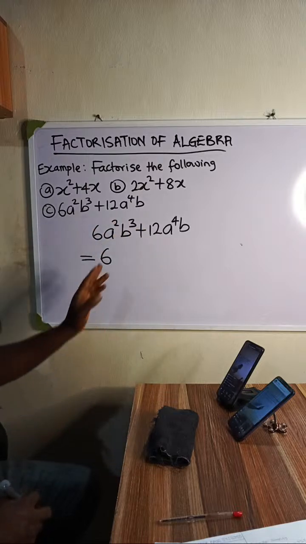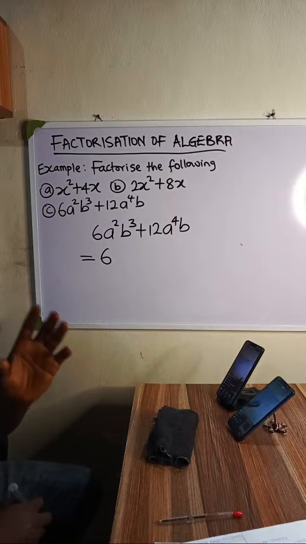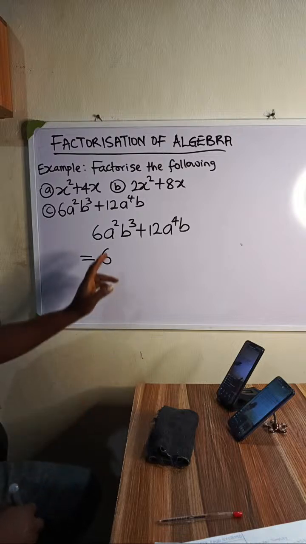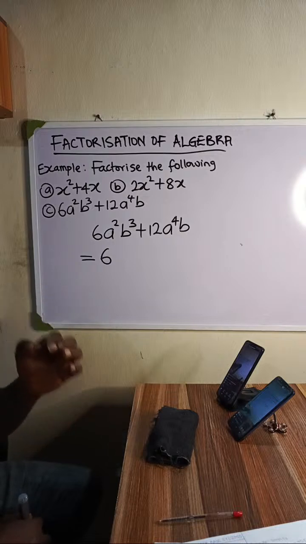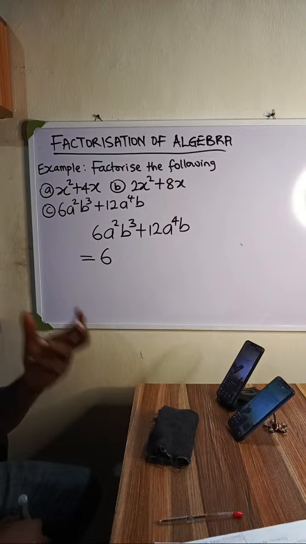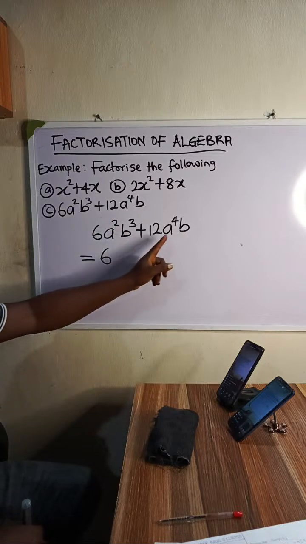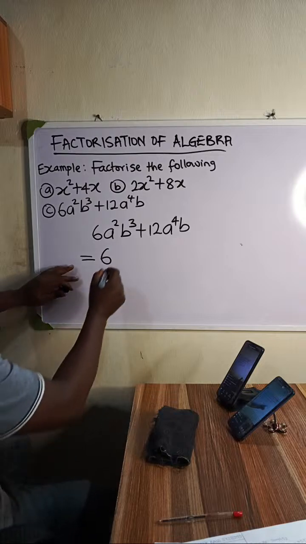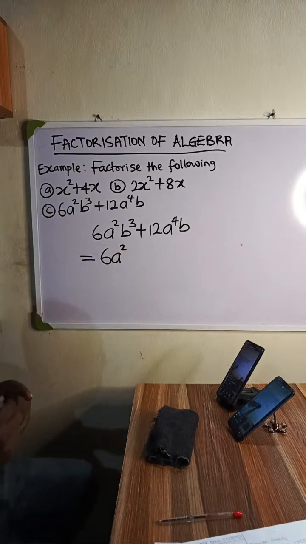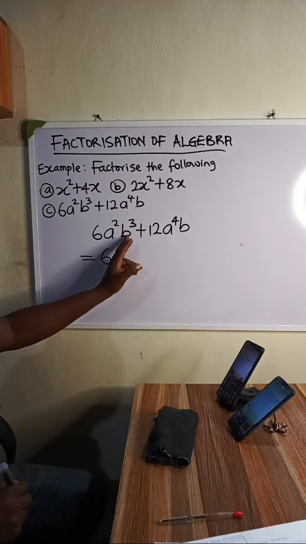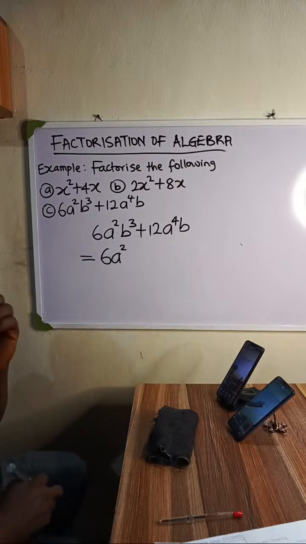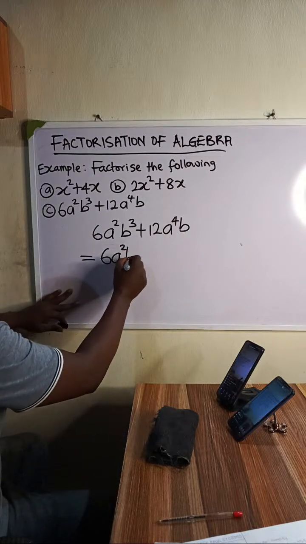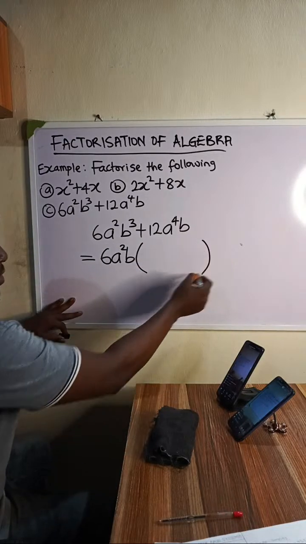Next, we go to the alphabet. We focus on each alphabet, so we focus on one before we go to the other. Looking at a squared and a to the power of 4, I said earlier that you choose the alphabet with the smaller exponent. So that means we're going to have a squared. We are done with a. We go to b. Here we have b to the power of 3, here we have b. So we also choose the one with the smaller exponent, which will give us b. And then once we are done, we'll open the parentheses.